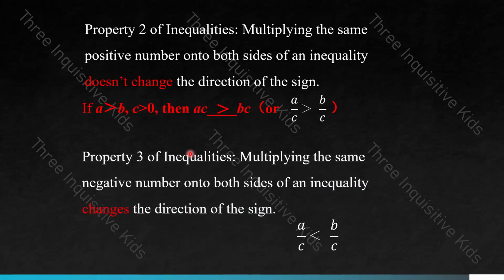In property 3 of inequalities, this is something that linear equations do not have. Multiplying the same negative number onto both sides of an inequality does change the direction of the sign. So if A is greater than B and C is less than 0, then AC is less than BC, or A over C is less than B over C.